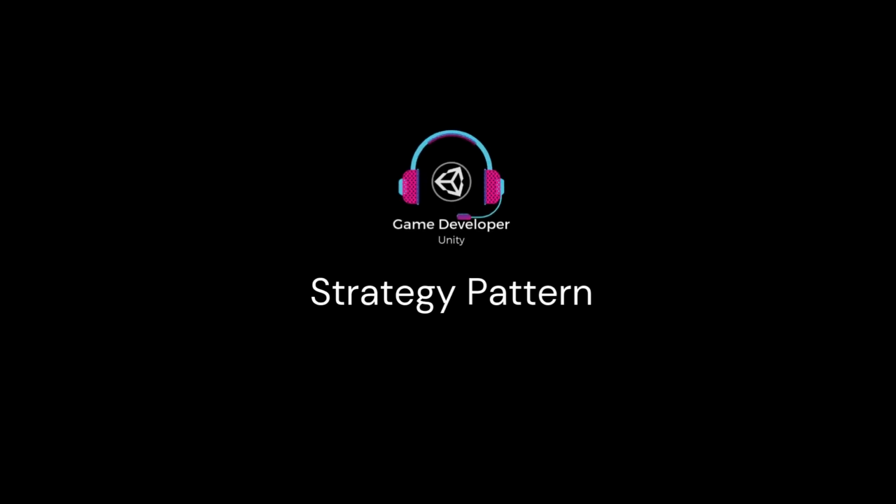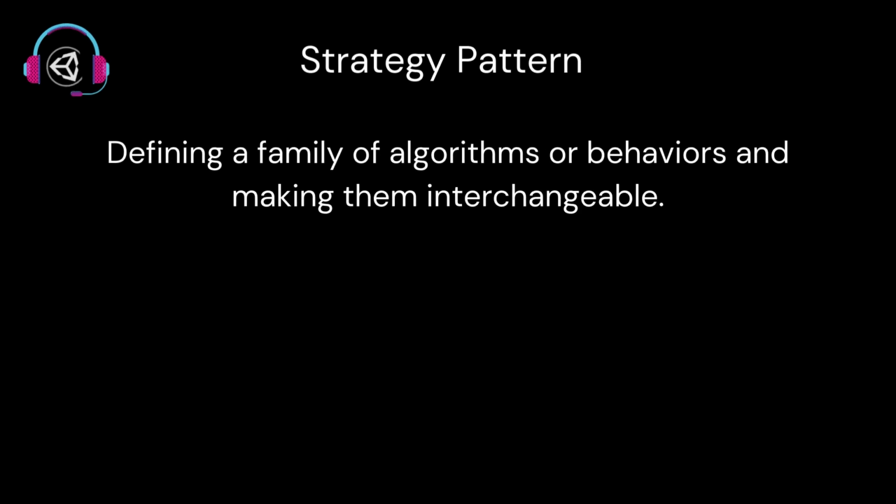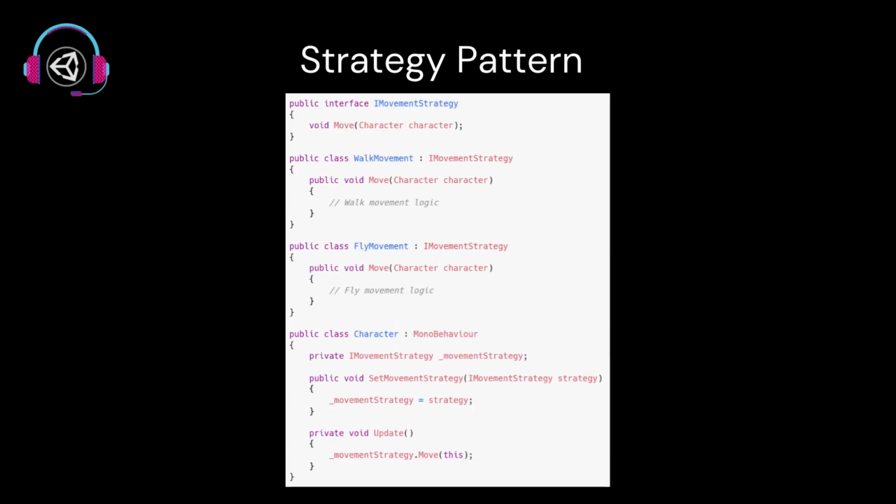Let's move on to the Strategy Pattern. This pattern is all about defining a family of algorithms or behaviors and making them interchangeable. So, if you have different ways to move a character, like walking or flying, the strategy pattern lets you swap between them at runtime. In this example, the IMovementStrategy interface defines a method Move, which is implemented by different movement types.